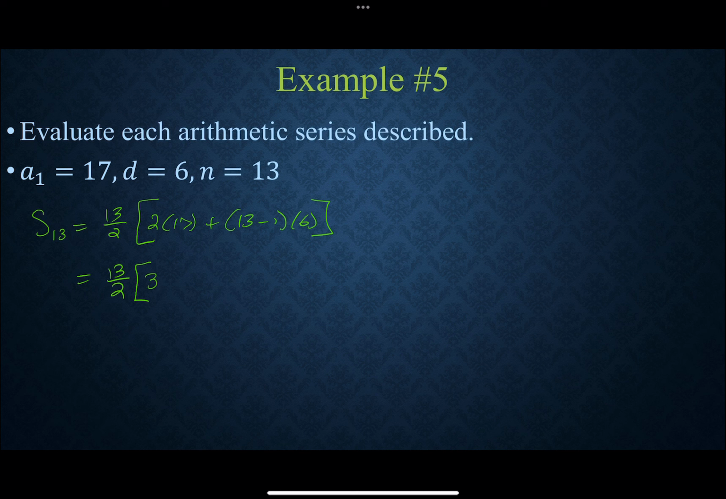So 2 times 17 is 34. That's a 12 times 6, which is 72. So 13 over 2, this becomes a 106, which half of 106 is 53. And then 13 times 53 gives us 689 for our 13th partial sum.